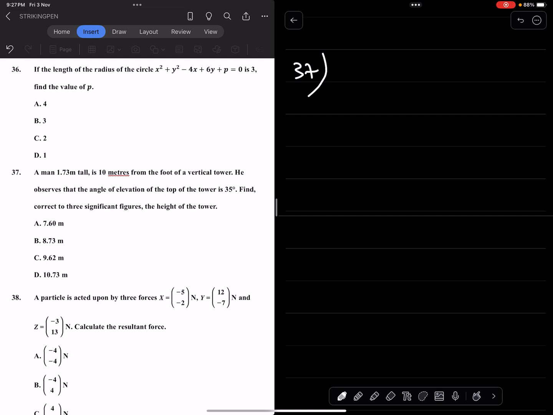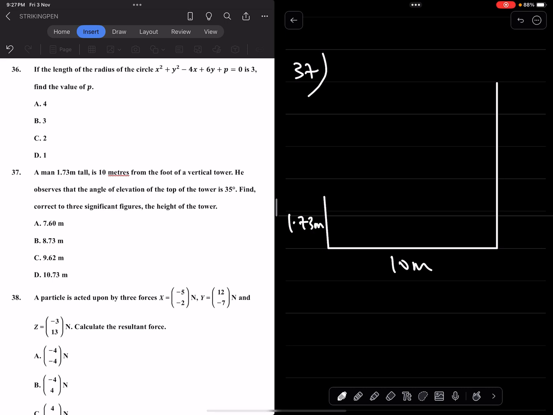He observes that the angle... let's see, let this be the vertical tower. The man is 10 meters from the foot of the tower, and let this be the distance of the man from the foot of the tower. The man himself is 1.73 meters tall. He observes that the angle of elevation of the top of the tower is 35 degrees.